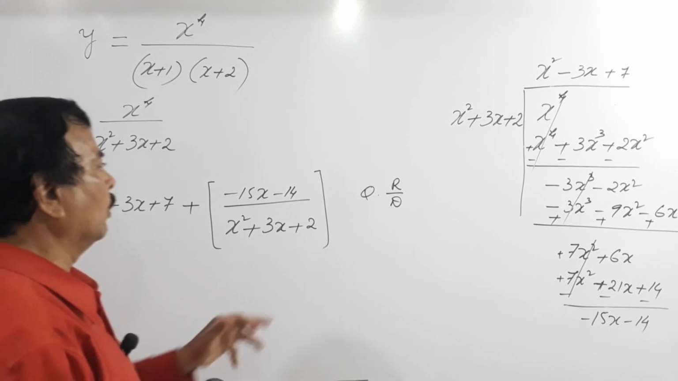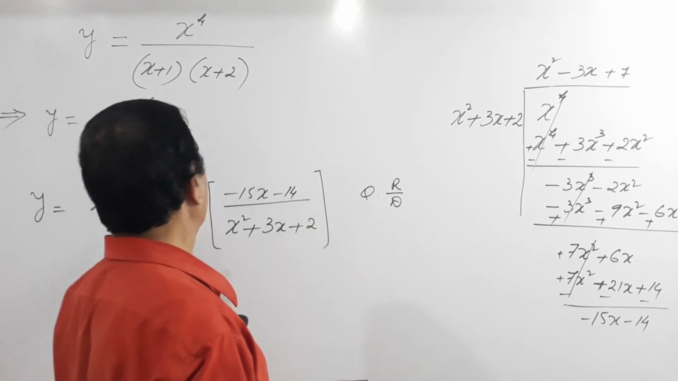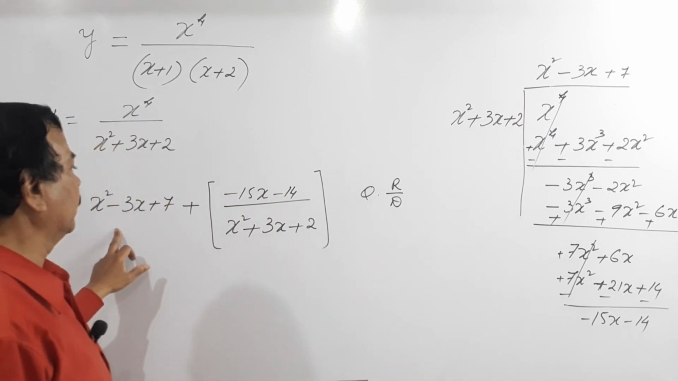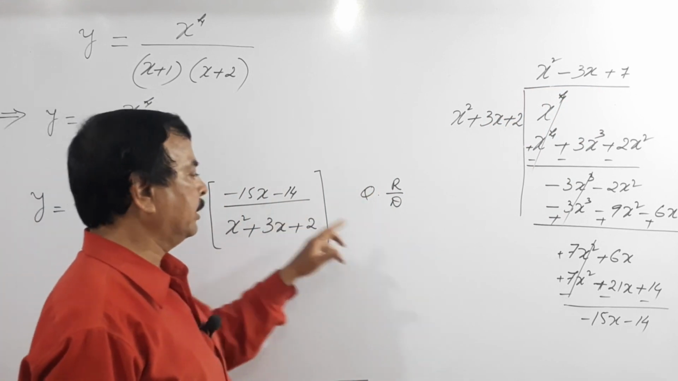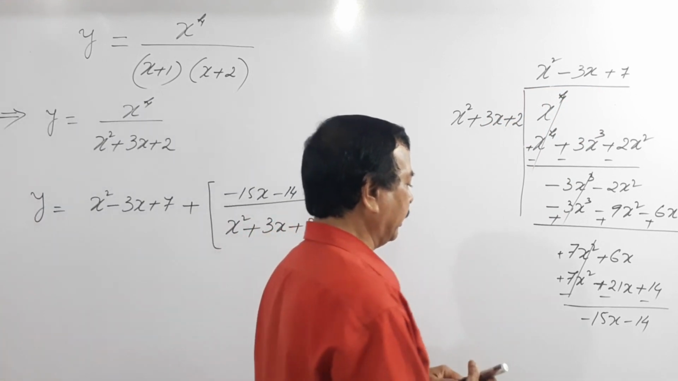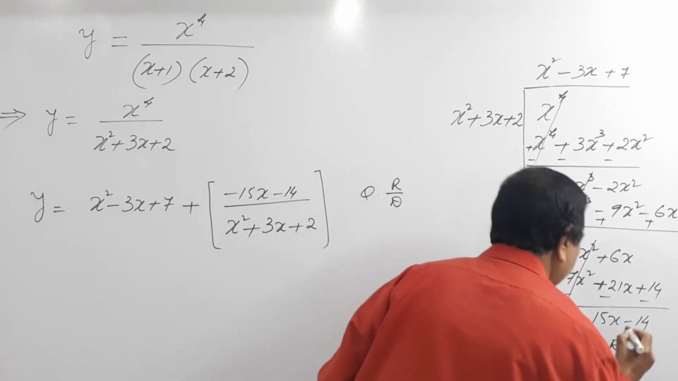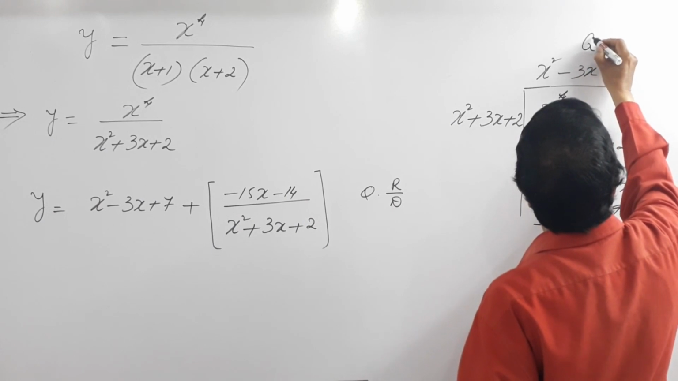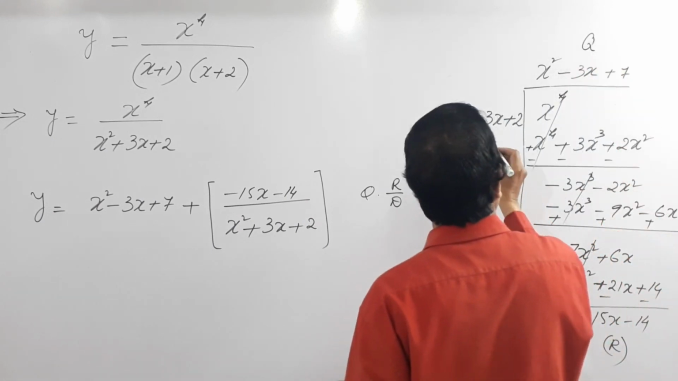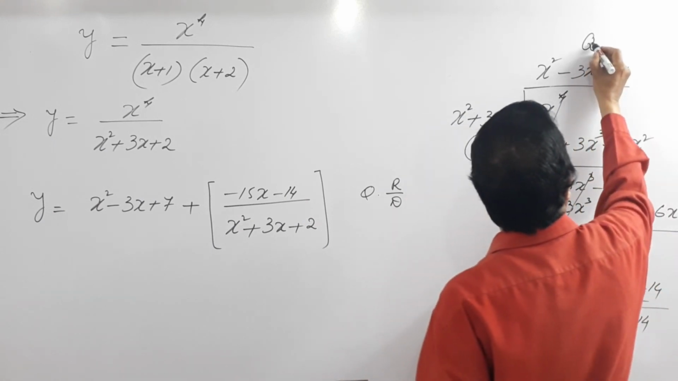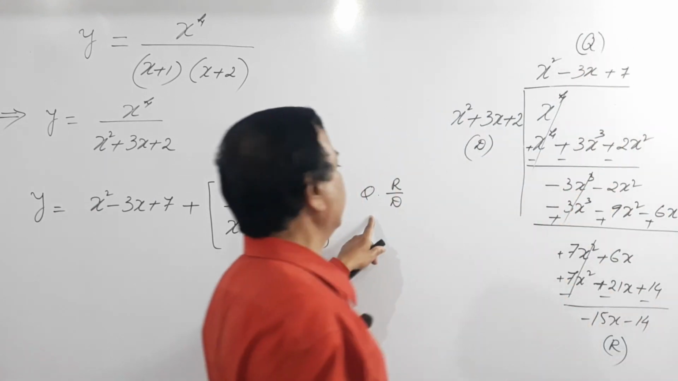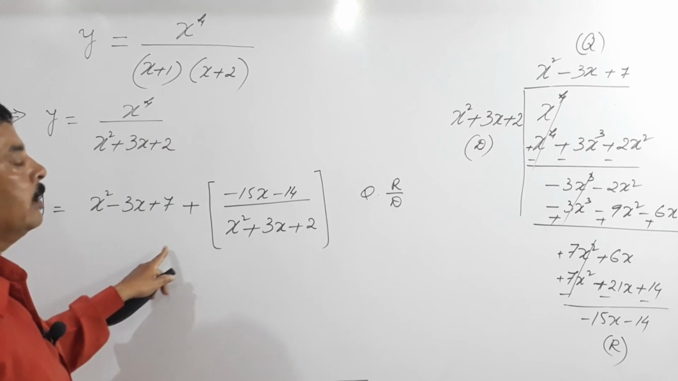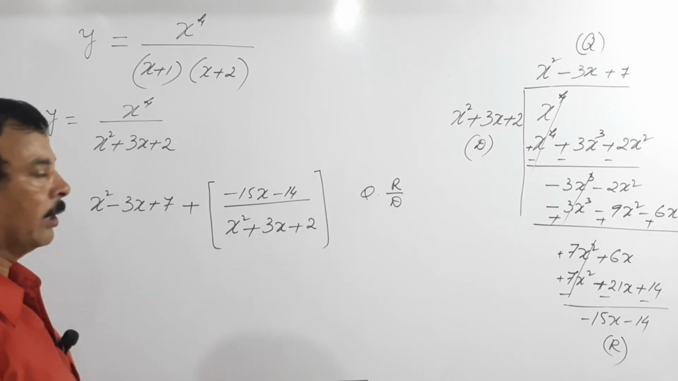See, quotient. Quotient is what? x square minus 3x plus 7. This is quotient. Remainder. This is remainder. I'll write here. This is your remainder. This is our quotient and this is our divisor. So I use this formula QRD. This is nothing but QRD. Now it is easy to solve this.